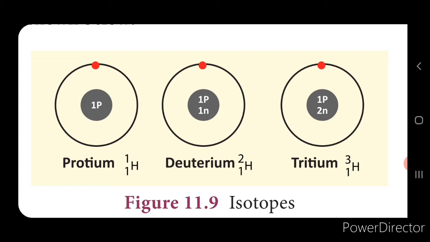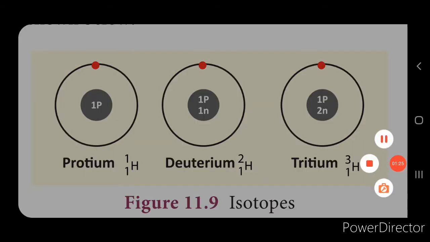So these are the atoms of same element, isn't it? These are the hydrogen isotopes, the isotopes of hydrogen, which is called as protium, deuterium and tritium. So all the 3 have same atomic number but different mass number. So these are called as isotopes. Once again, I'll repeat the definition. Isotopes are defined as the atoms of same element having same atomic number but different mass number.